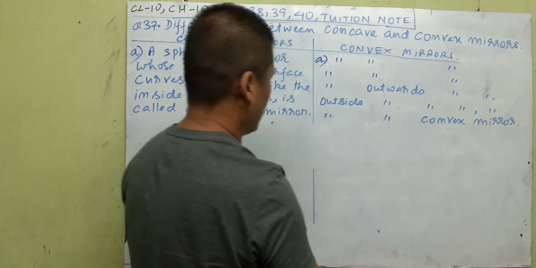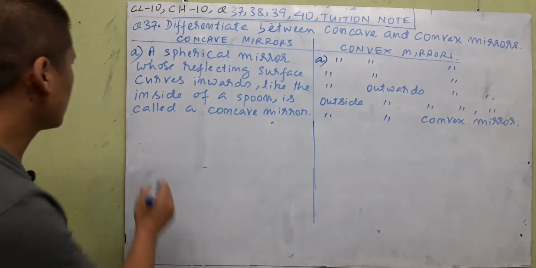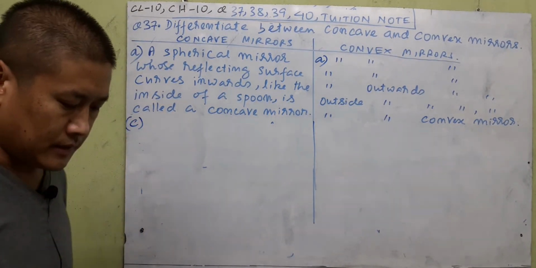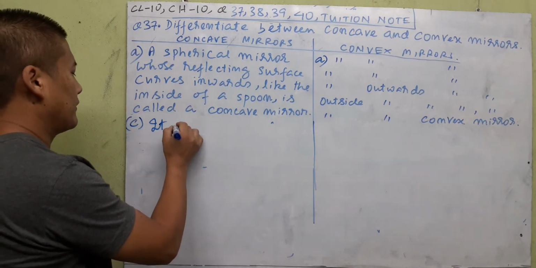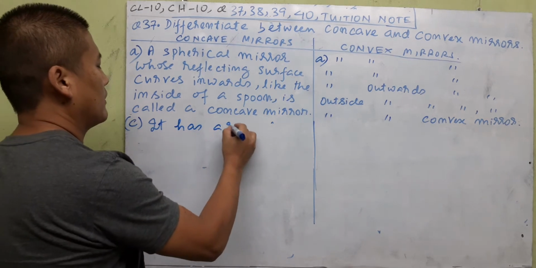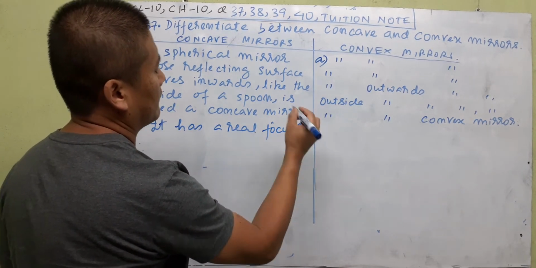Keep it like that on your note also, practice note also. It will help you during exam, all those diagrams and all. So point number C is, let's write it first. It has a real focus. Concave has a real focus, and we know focus is denoted by capital F.